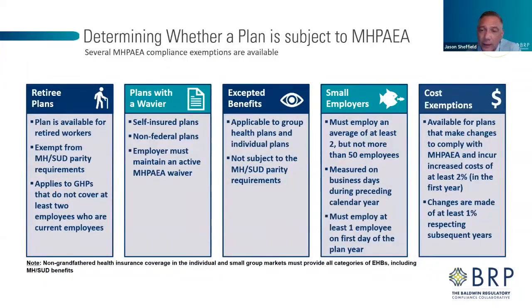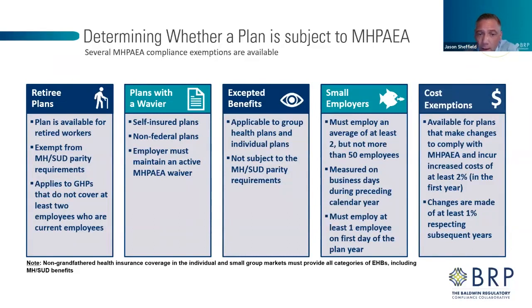Now, this first initial inquiry or threshold determination of whether a plan is subject to MHPAEA is an important one, obviously, because you don't want to do all this if you're not required to do it. Retiree plans. If a plan is available for retired workers, it is exempt from most of the mental health and substance use disorder parity requirements. This applies to group health plans that do not cover at least two employees who are current employees. So if you have participants that are both actively employed and retirees on a common platform, that would not apply here. This is only purely retiree health plans.